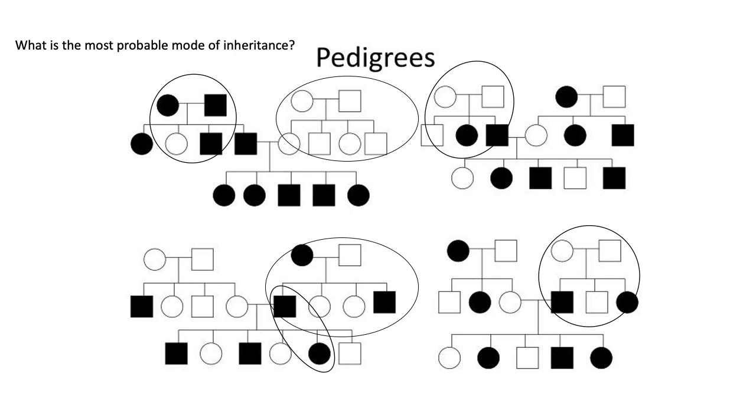And then the other thing that you notice is when you have an affected female in that bottom family there, her father also was affected. And so be thinking about what the genotypes might be for each of these as you think about what the most probable mode of inheritance would be. And don't move on to the next slide till you've spent some time thinking about this.